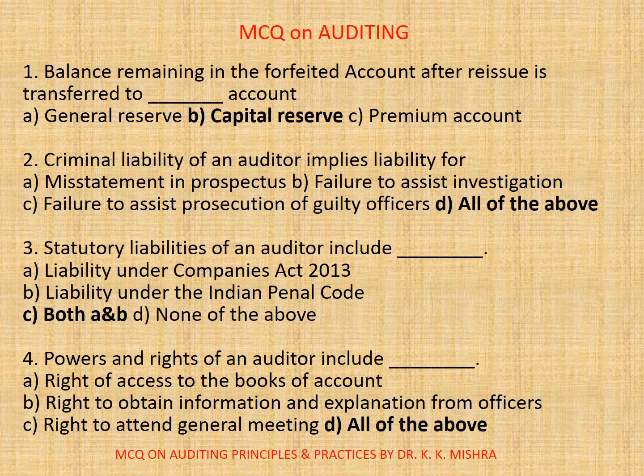Question number 4. Powers and rights of an auditor include dash. A. Right of access to the books of account. B. Right to obtain information and explanation from officers. C. Right to attend general meeting. D. All of the above. Correct option is D. All of the above.